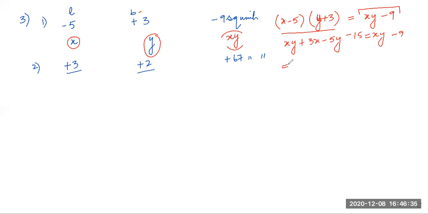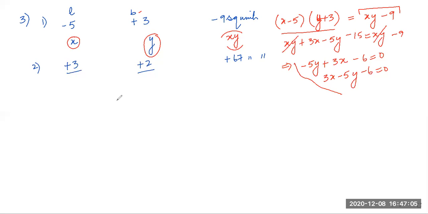Okay, so xy cancels, students, and we get minus 5y plus 3x, and minus 15 plus 9 is how much? Minus 6. Minus 6 is equal to 0. Better write x first: 3x minus 5y minus 6 is equal to 0. Right, Sargun? Yes, sir. Oh, that's good. Sargun is an assistant manager.